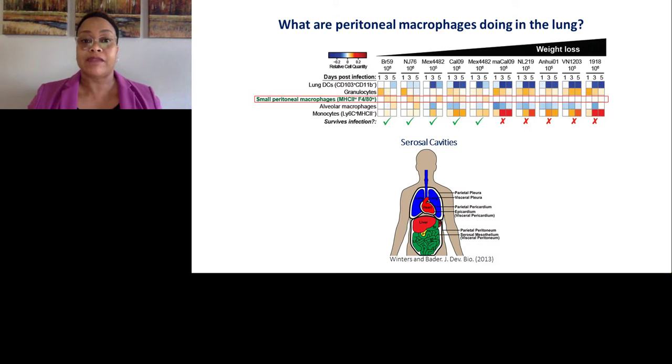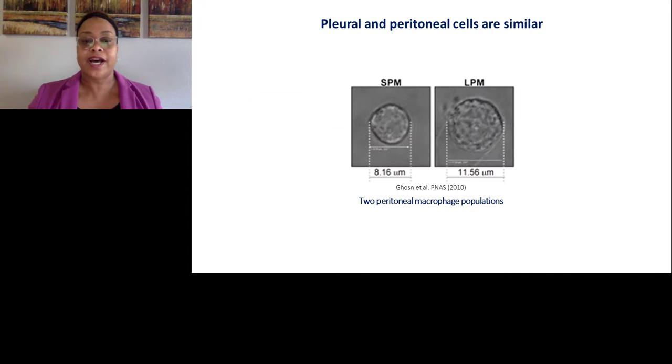So the pleural cavity is the serosal cavity that surrounds our lungs. And in fact, the cells of the pleural and peritoneal cavities are quite similar. Both the pleural cavity and the peritoneal cavity contain macrophages, such as the small macrophages and the large macrophages, and they're distinguished by their size as well as the markers upon their surfaces.